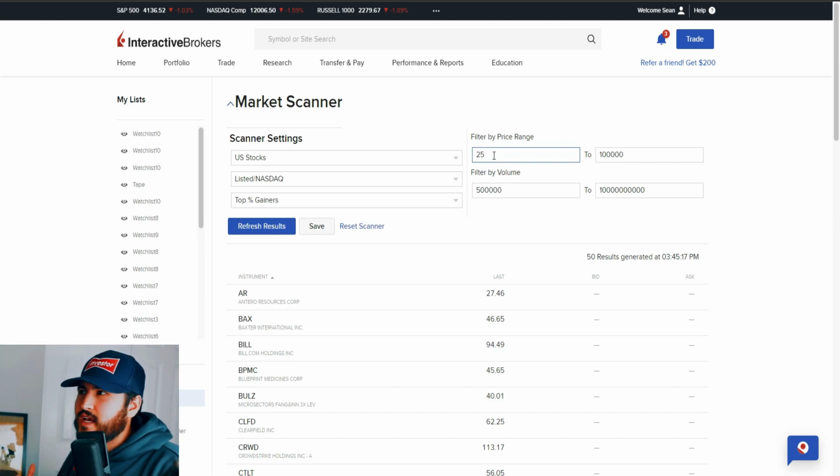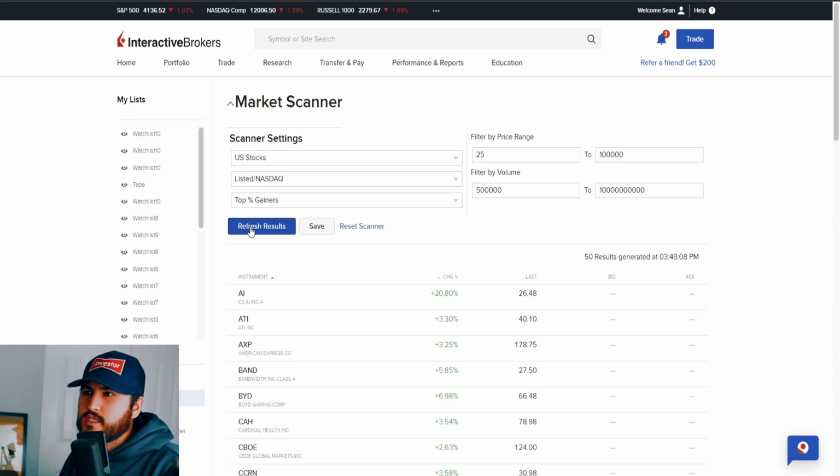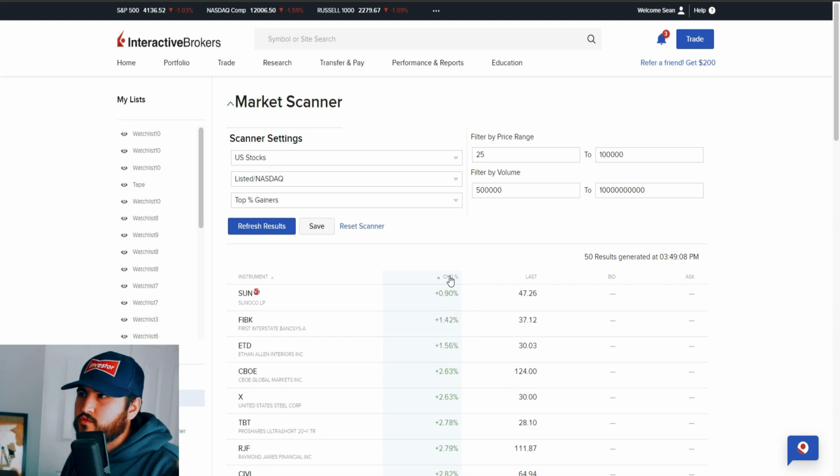I also want stocks that have decent volume. I'm not looking for low float stocks. So my volume right now is set at 500,000 shares. You can adjust this based on your preference. When you're all set and ready to go, you're just going to click refresh results or run scanner. And here it's going to give you some of the instruments, the tickers, the change, the last, the bid, and the ask. We can sort through or filter through percent change.